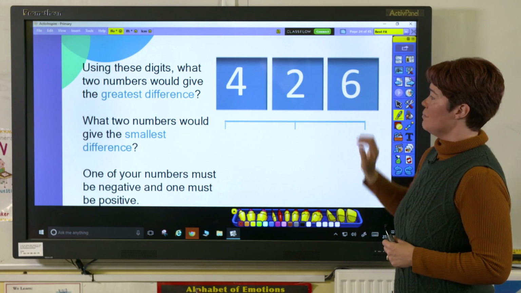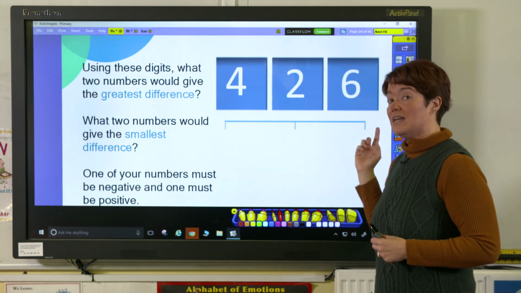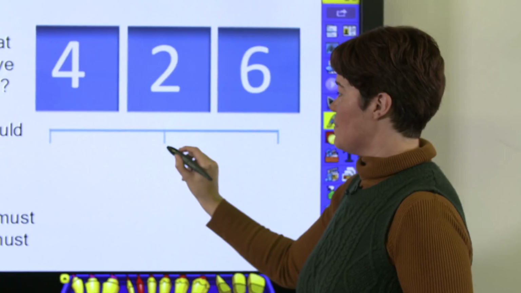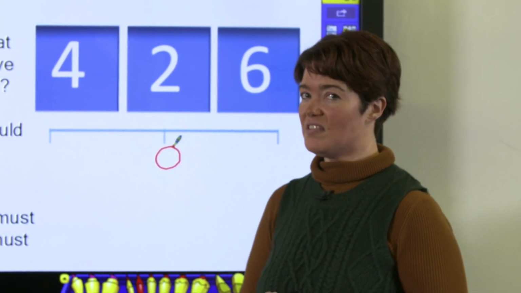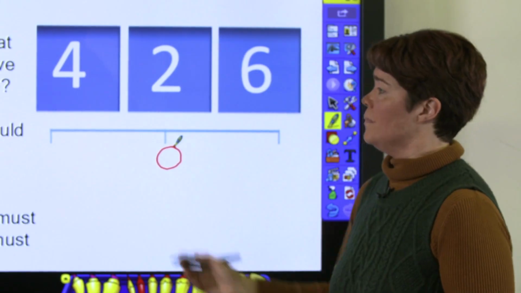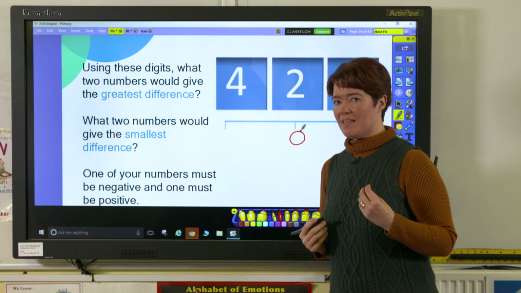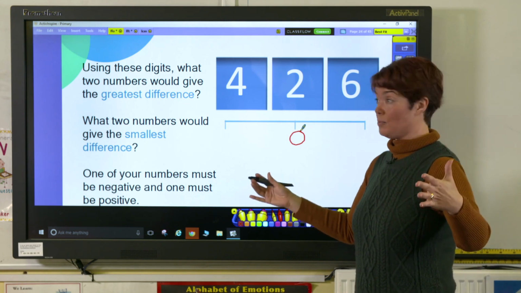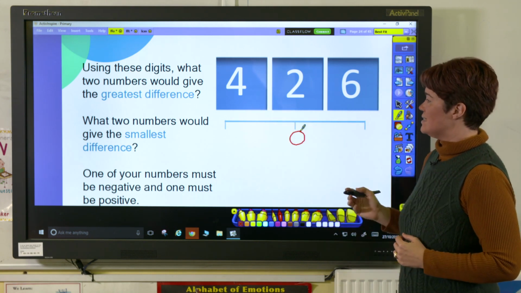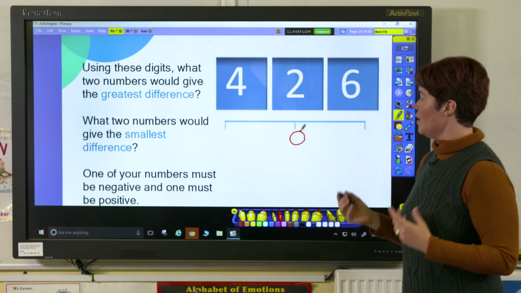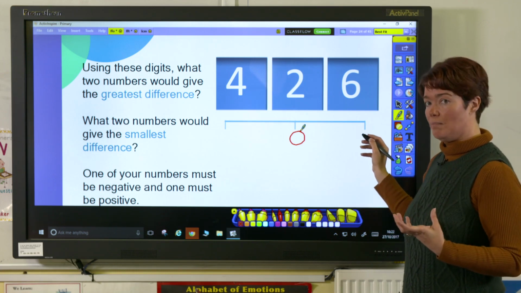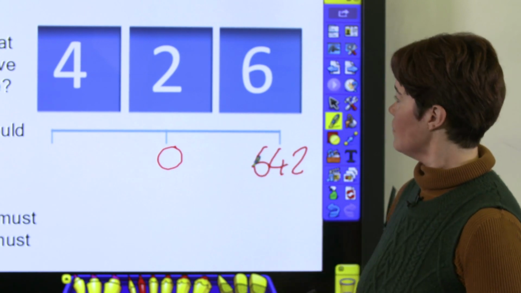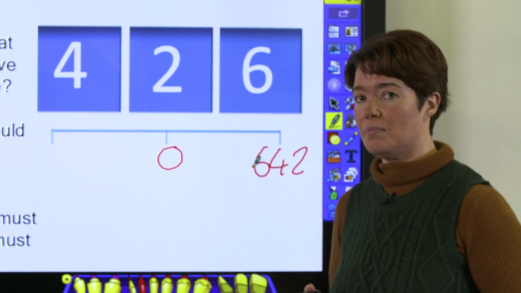So we've got our 3 number cards. If they need a bit of support, again, a number line would be really useful. And again, reminding them that 0 in the centre would help. They have to use our maths word, difference, to understand that that is how far is between them. 426, we're trying to make the greatest difference. Hopefully they realise they need to make the biggest number. So 642.